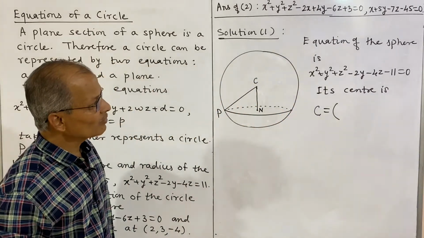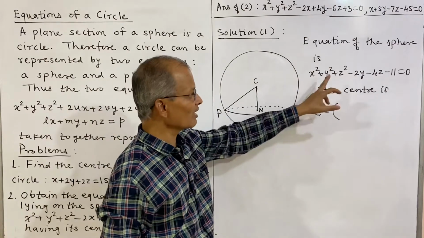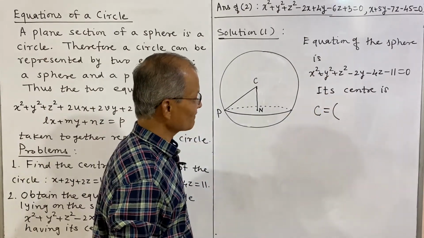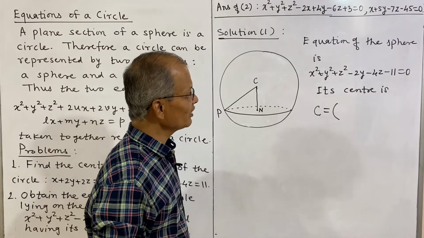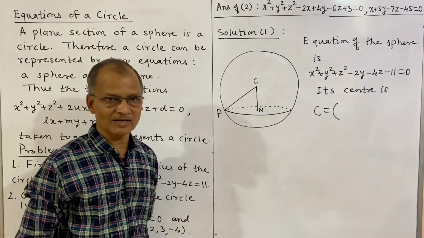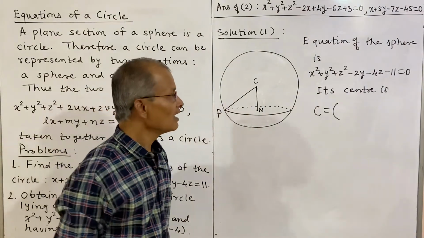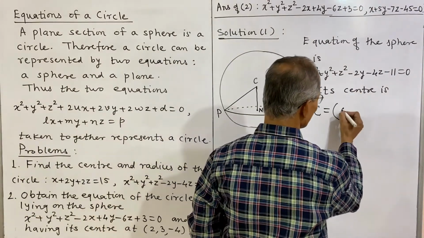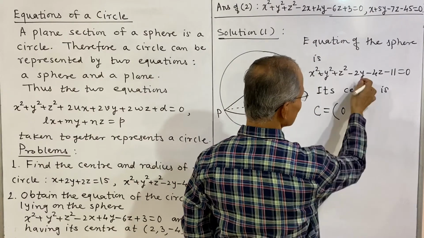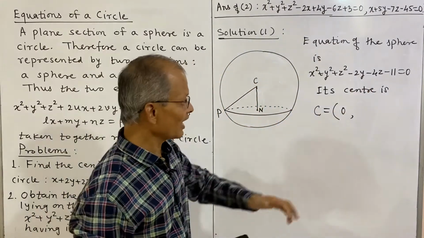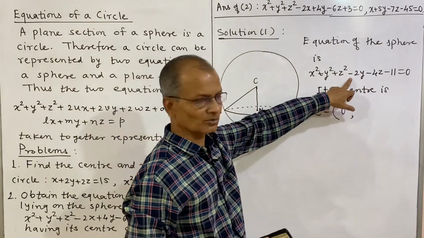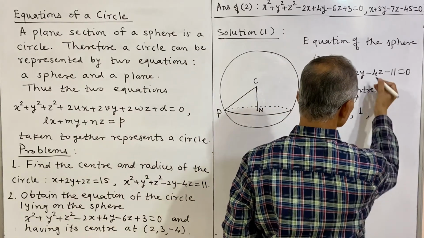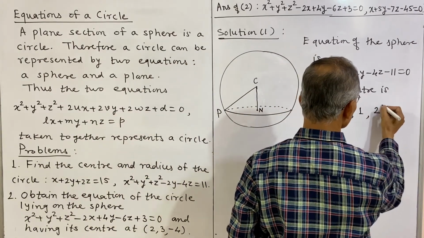What we have to do, if the equation is in general form, that means coefficients of x square, y square, z square are 1, then we divide the coefficients of x, y, z by minus 2, that gives the center. Here x is absent, therefore the center's x coordinate will be 0. And what is the y coordinate? The coefficient of y is minus 2. So, minus 2 divided by minus 2 is 1, and minus 4 divided by minus 2 is 2.